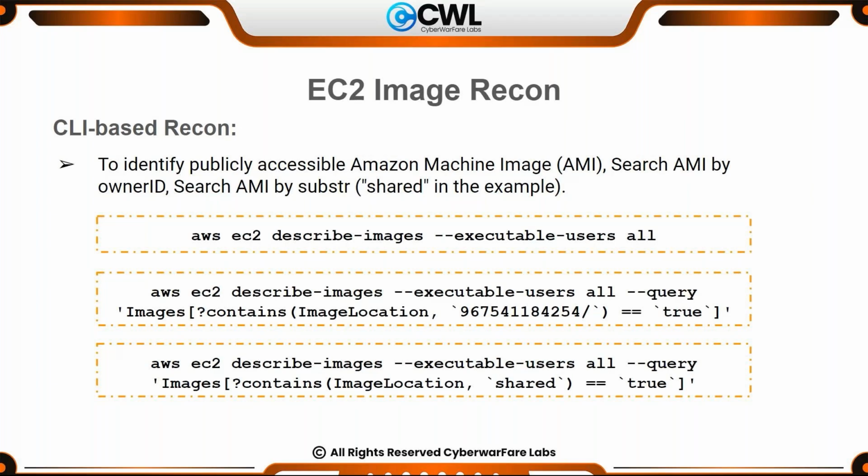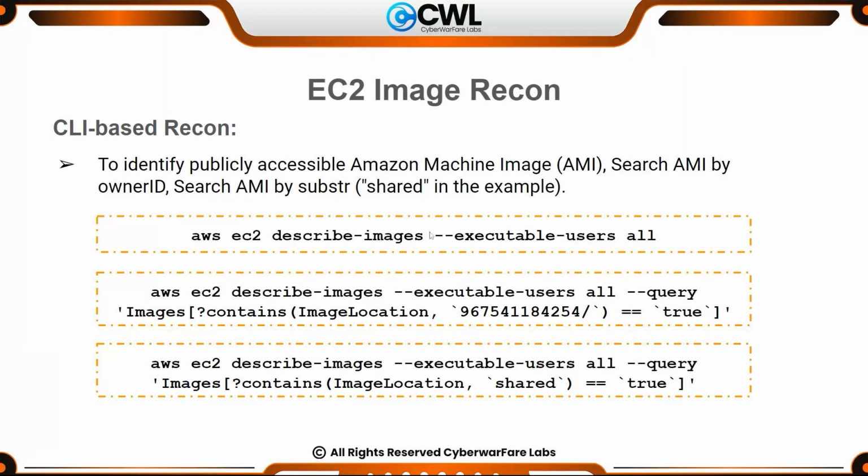To run AWS commands, you will need to install the AWS module for your command line tool. Once installed, you will be able to execute the commands seamlessly. Or you can also use the console CLI. The first AWS CLI command is employed to describe Amazon Machine Images that are executable by all users. This command retrieves information about AMIs that are accessible to all AWS users for launching instances.